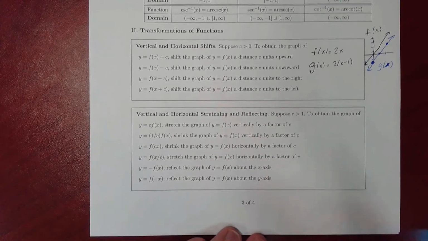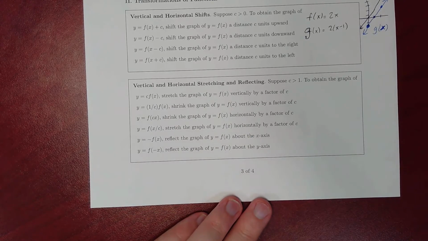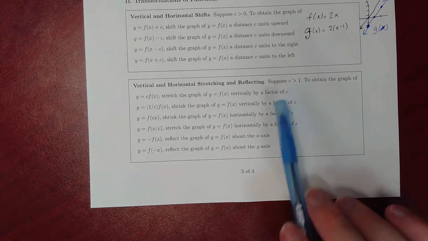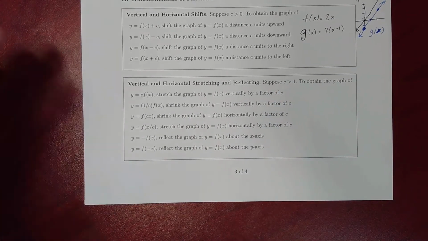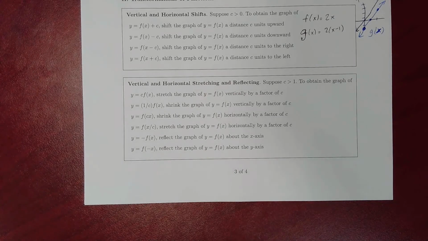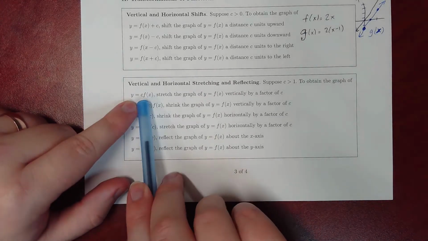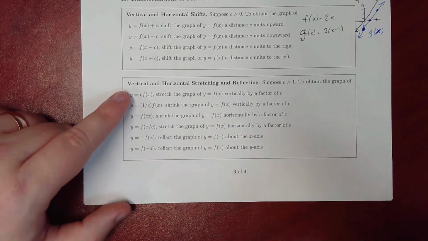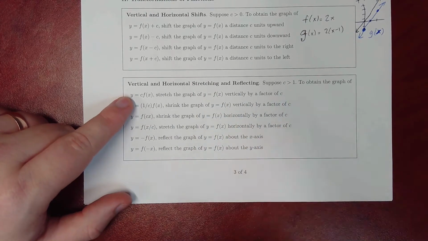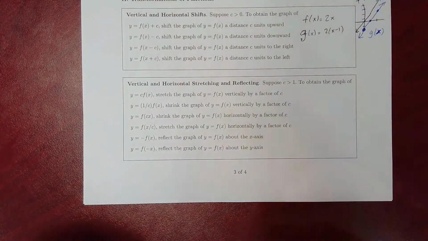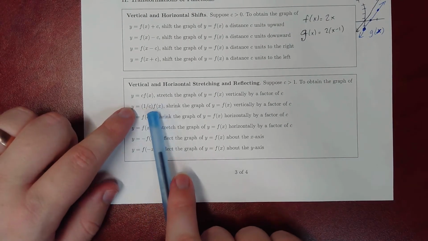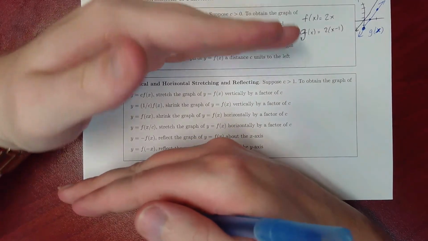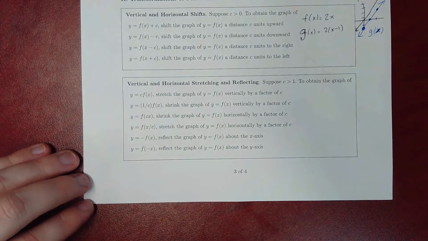We also can stretch our graphs and reflect them. So assume for a second that c is greater than 1. So it's positive, and it's not some sort of decimal or fraction that is less than 1. If we multiply our function by a constant value, we're essentially going to take all the values from the function and multiply them by that much. So this will stretch the graph vertically, so it'll make it longer. If we multiply by 1 over c, essentially we're now dividing by something, and so that's going to take our graph and shrink it down vertically by a factor of c.